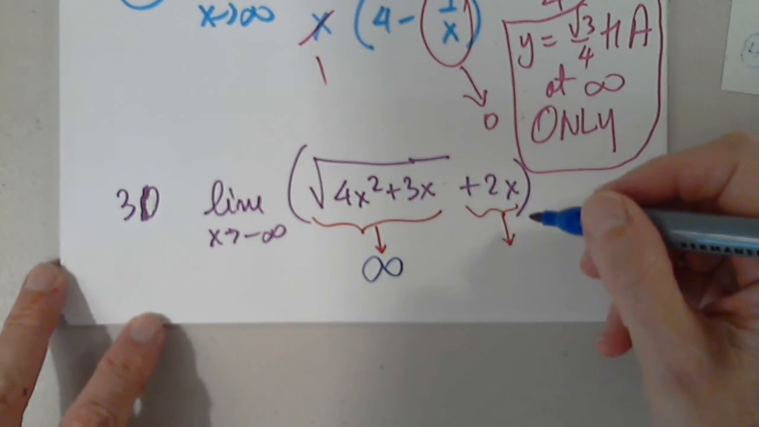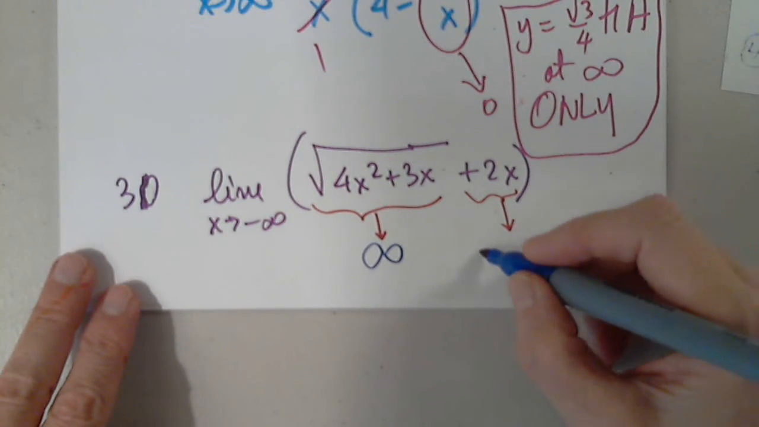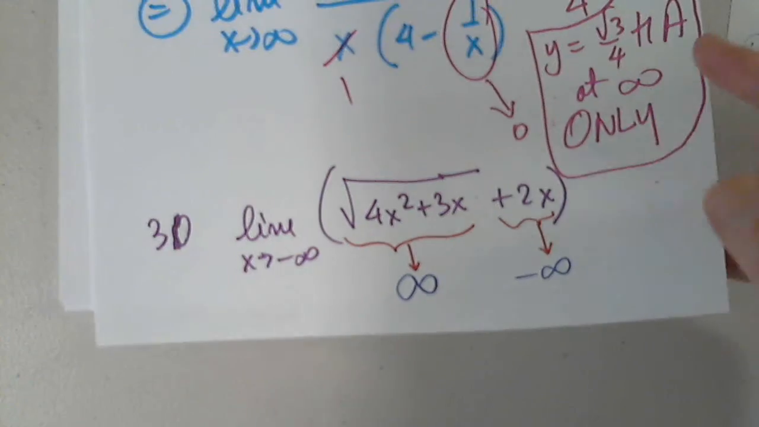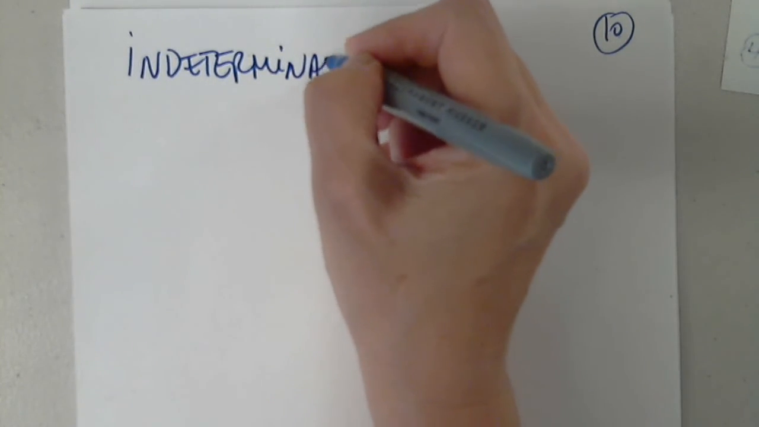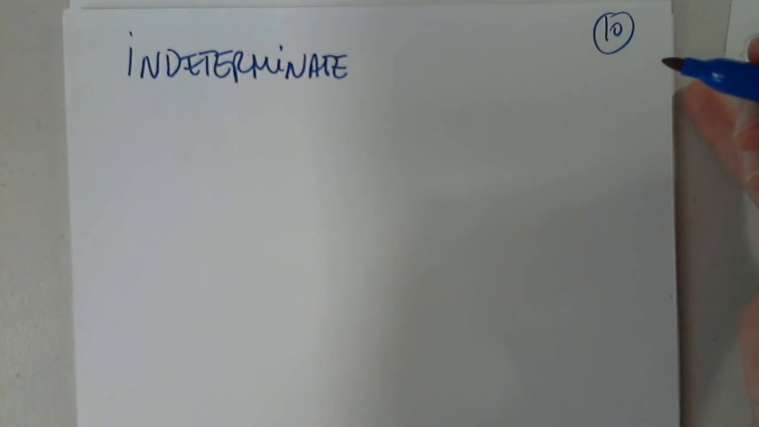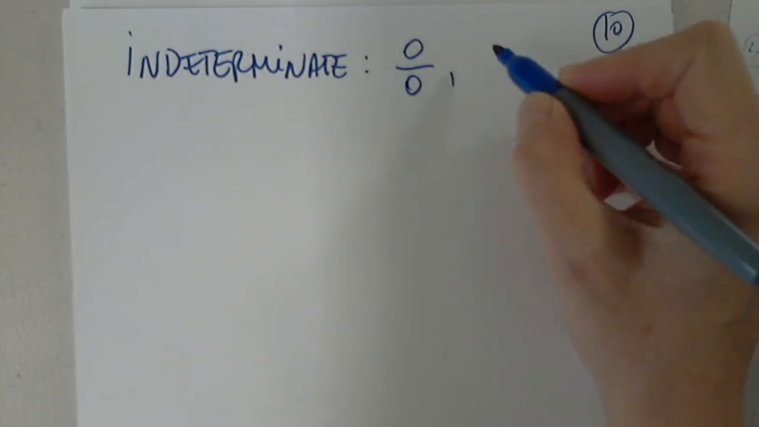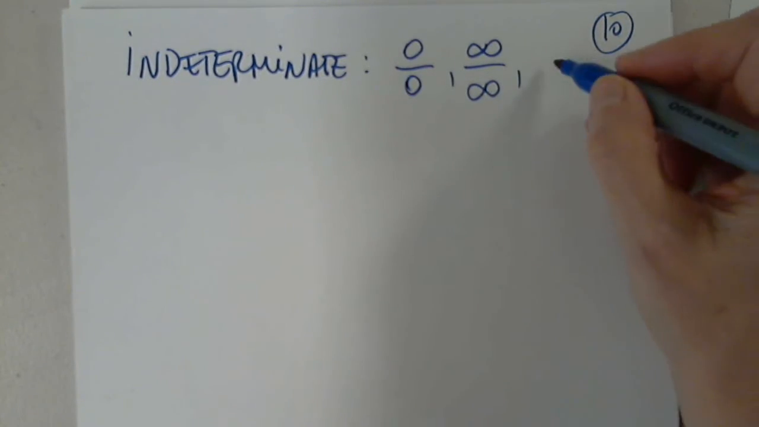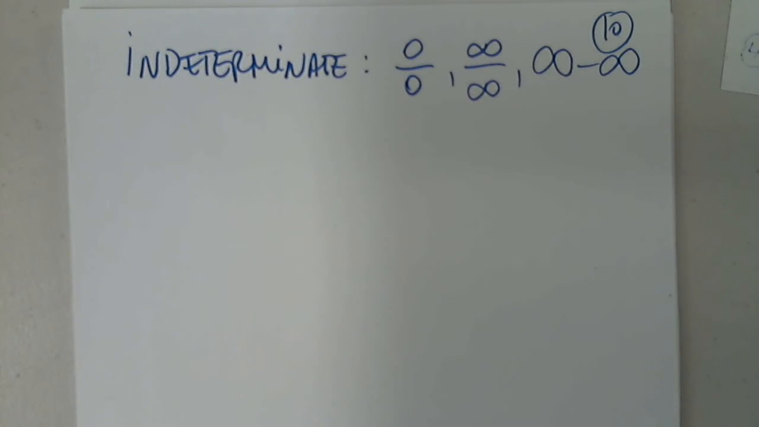Where does the second one go? Excellent. Here is our third indeterminate case. Indeterminate. By indeterminate, again, we mean anything can happen. We really mean anything. So we had 0 over 0, we had infinity over infinity, and now we have infinity minus infinity. No conclusion can be drawn from there. Indeterminate case. This is our third.